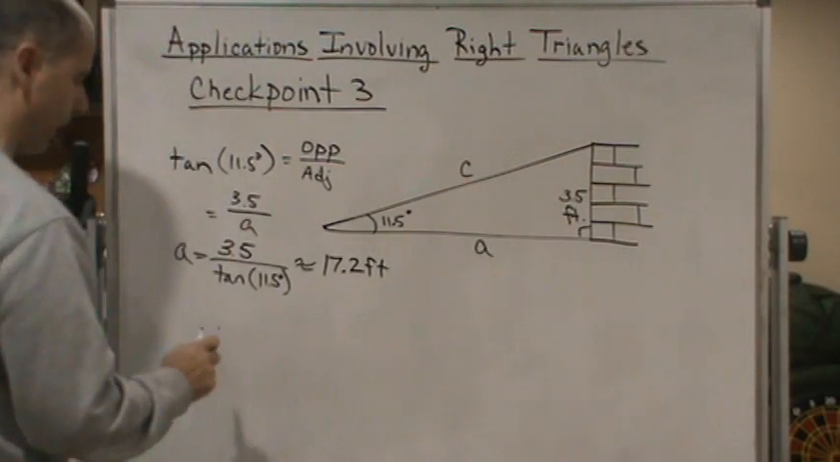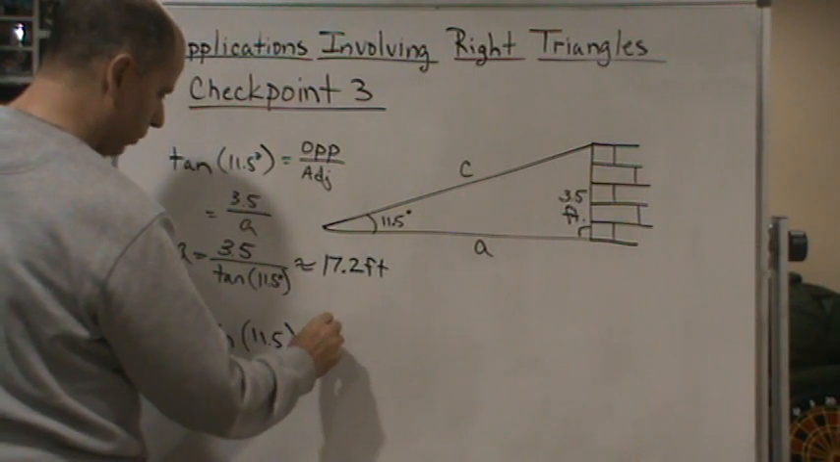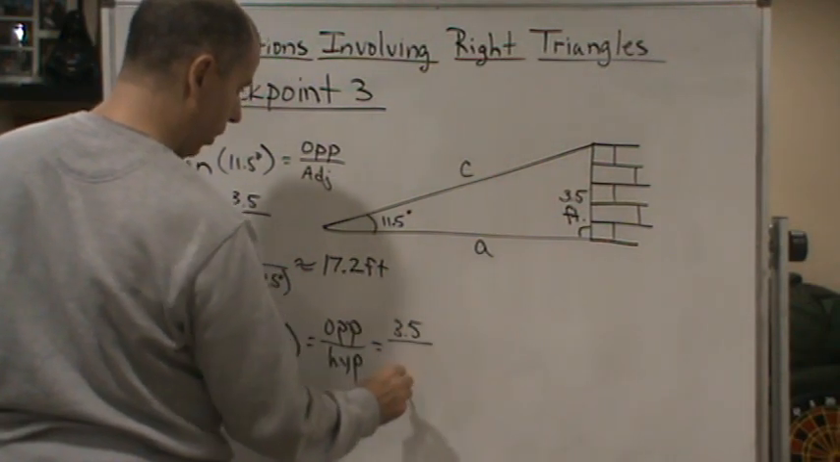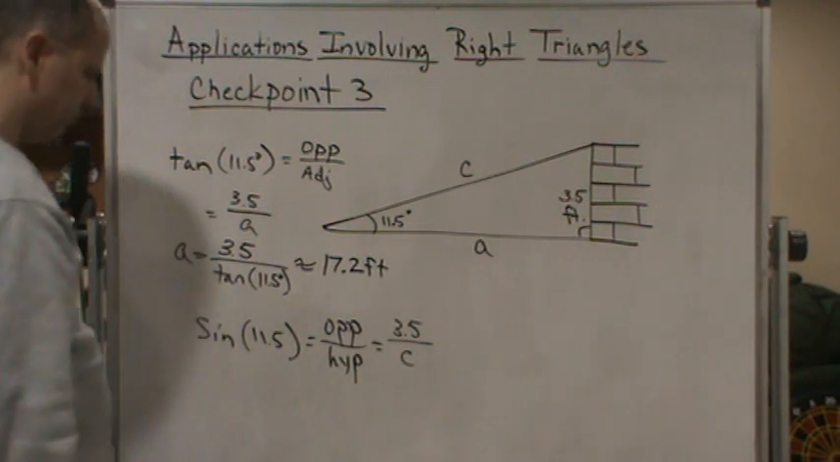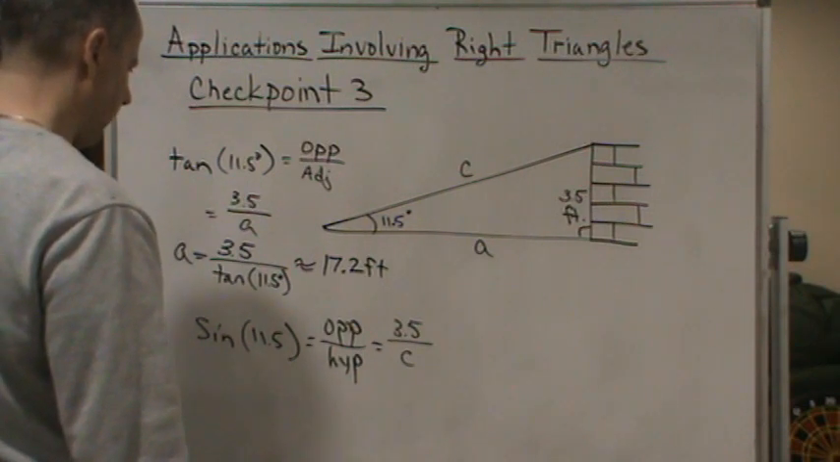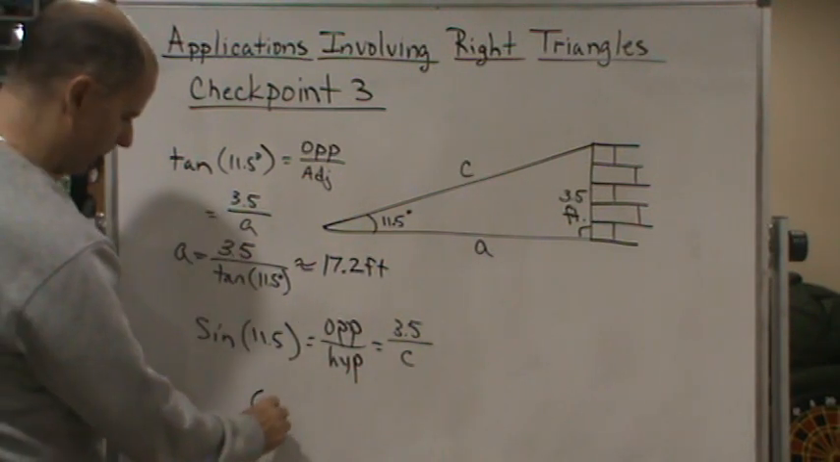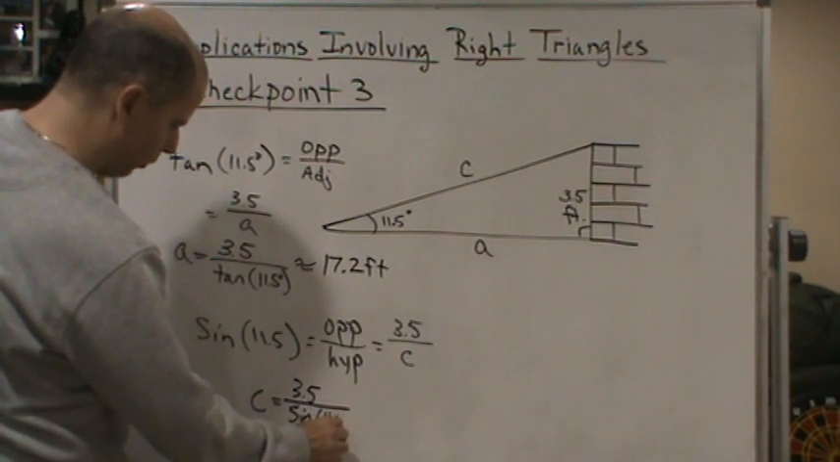In that case, we're going to use sine, because it's opposite over hypotenuse. So we're going to use sine of 11.5 degrees equals opposite over hypotenuse, which is going to equal 3.5 over C. Okay, so now if we solve for C, we get C is equal to 3.5 divided by the sine of 11.5 degrees.